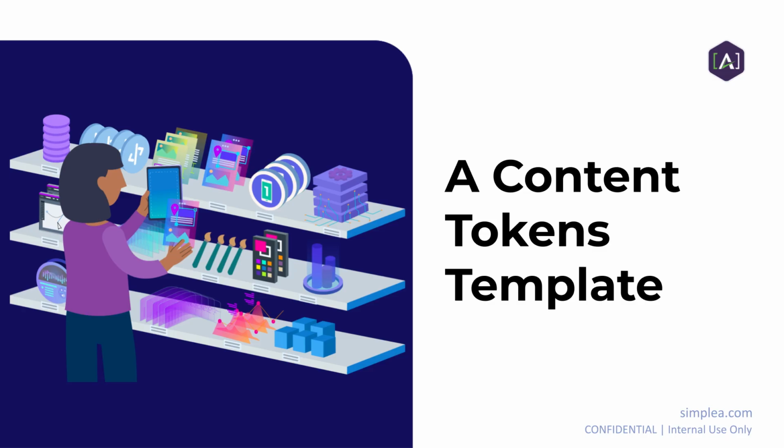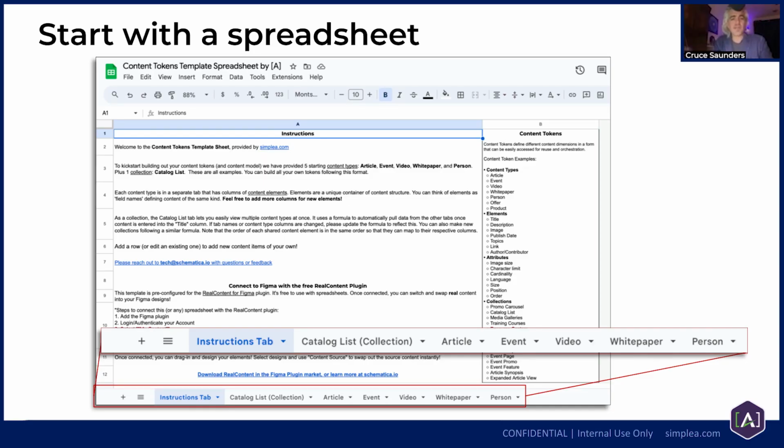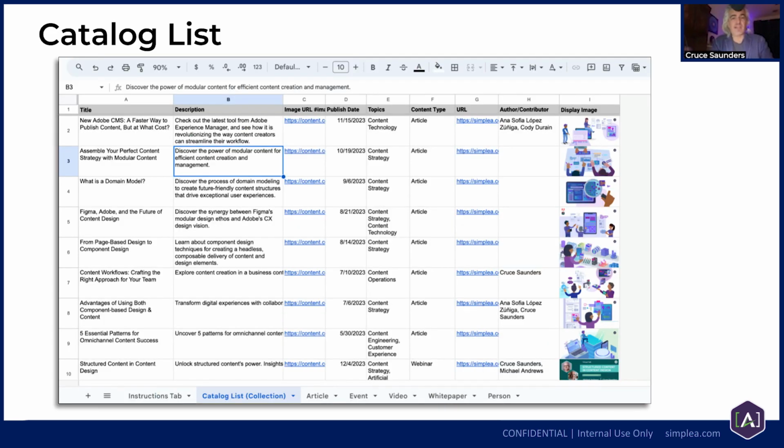So let's look at what a template for content token definitions looks like. This is a very simple spreadsheet. We've created this as a free download. Basically the idea for this template is an example of a way to take content types. In this case, we've got article, event, video, white paper, person, right? These are all types along with some various elements. And all of that is now inside of a spreadsheet, and the spreadsheet's pretty easy to use.